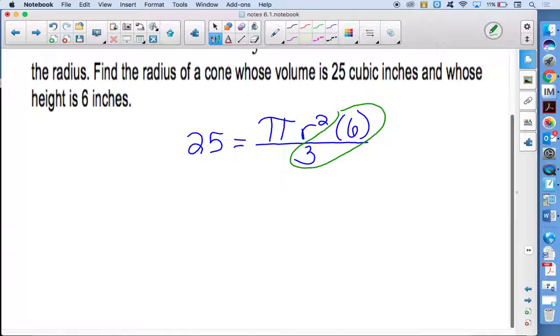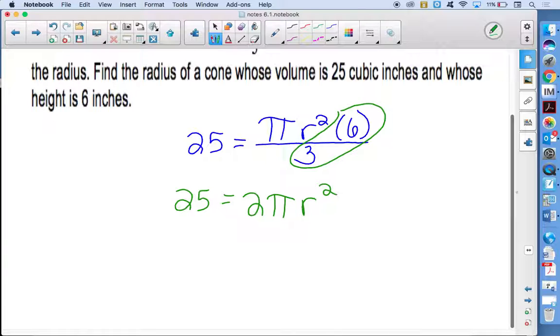So you can multiply by 3. It's going to give you a bigger number, but you'd still end up dividing and getting the same number. Or if you notice the 6 and 3 over here, they could also reduce to 2. So it kind of depends what you see first with the problem, but both of those will be correct mathematical steps to take. So we could take 6 divided by 3 and get 2. So now we have 2 pi r squared is equal to 25.